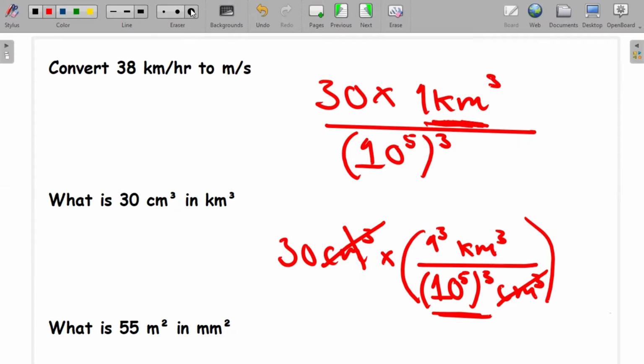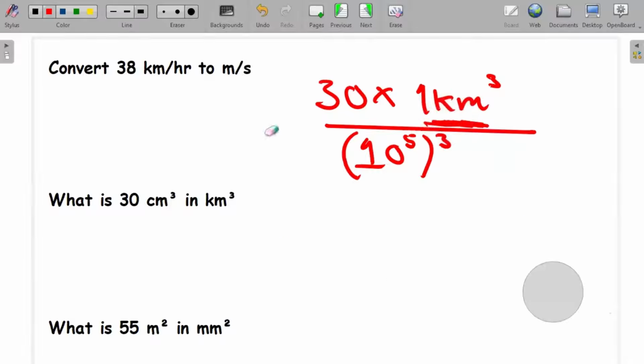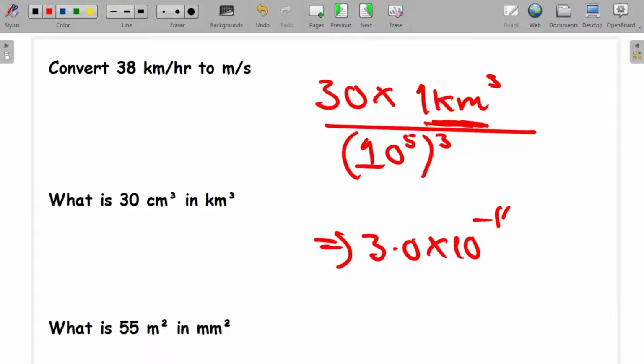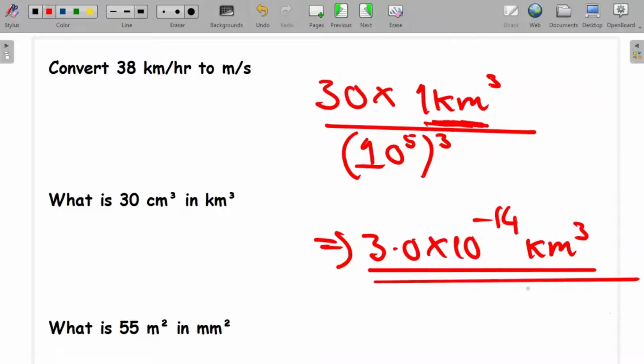So anyone who can give us the final answer? Thirty divided by 10 to the power 15, what will be the final answer? 3.0 times 10 to the power negative 14. 3.0 times 10 to the power minus 14 cubic kilometers. That is going to be your final answer. And you've successfully converted from the cubic centimeter to our cubic kilometer. That is the desired unit of measurement here.